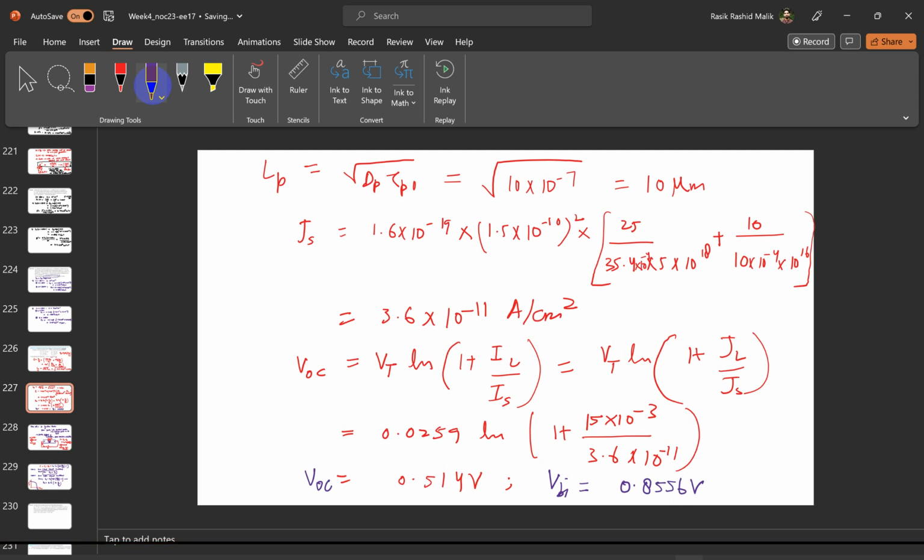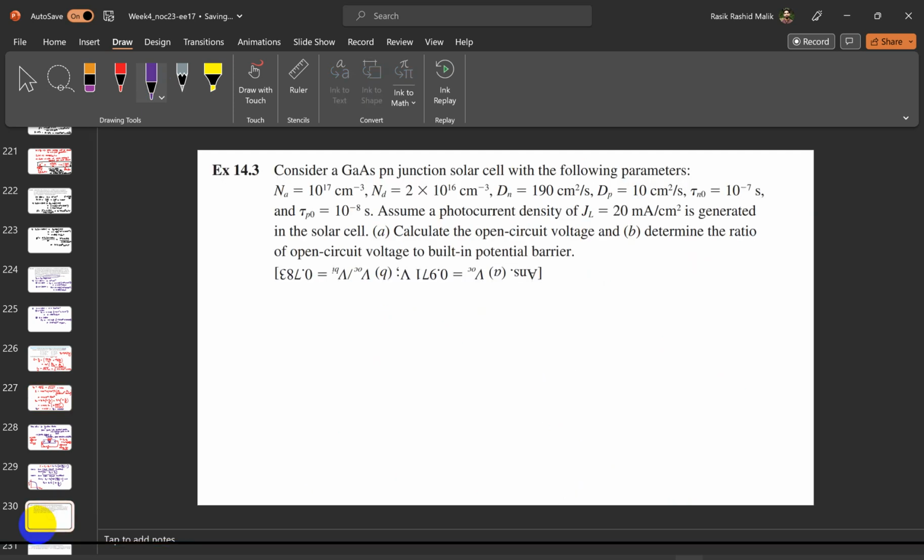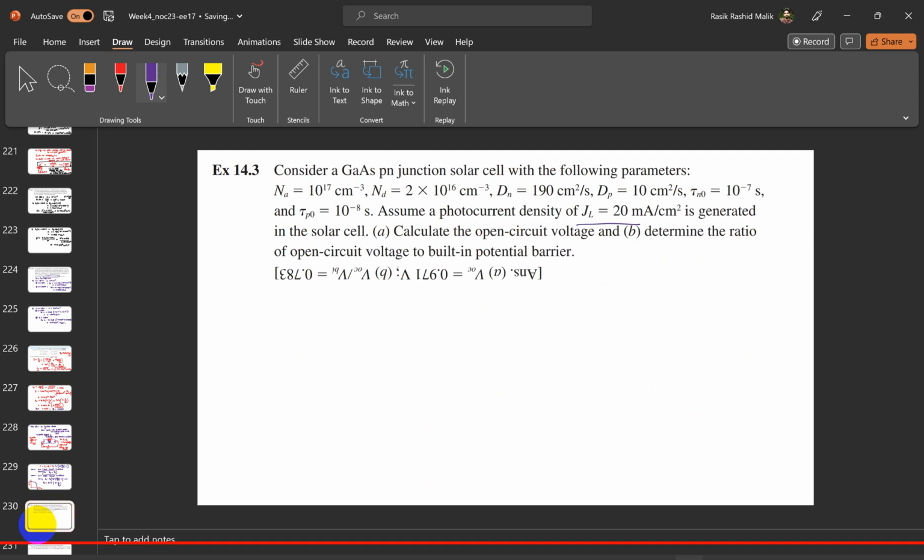Okay, now let's move to the next question. Here we have a gallium arsenide PN junction solar cell with the parameters given like in the previous question, and we have JL again given. We have to calculate the open circuit voltage, and then determine the ratio of the open circuit voltage to the built-in potential barrier like we did in the previous question. Okay, let me solve this.